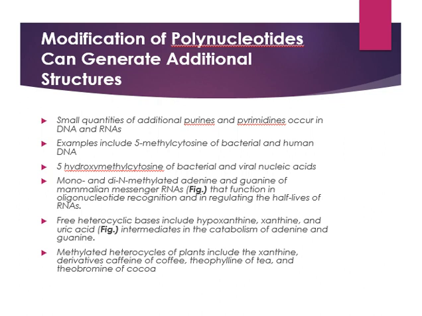Mainly they are part of microorganisms, like DNA of viruses, RNA of viruses, DNA and RNA of bacteria, and DNA and RNA of fungi. Examples include 5-methyl cytosine. 5-methyl cytosine is present in bacterial and human DNA. 5-hydroxymethyl cytosine is present in bacterial and viral nucleic acid. Mono- and dimethylated adenine and guanine are present in mammalian messenger RNA, and they have a role in oligonucleotide recognition and in regulating the half-lives of RNA.